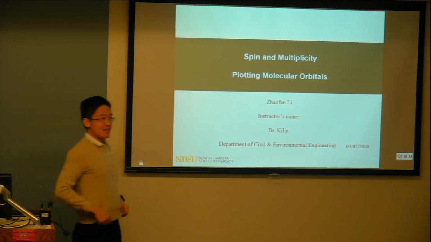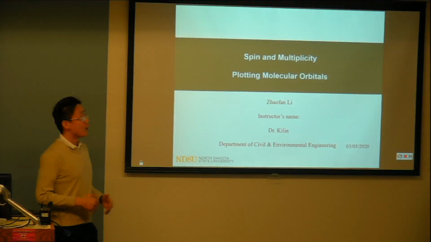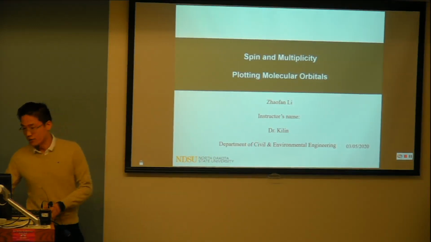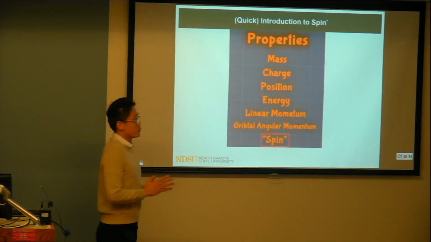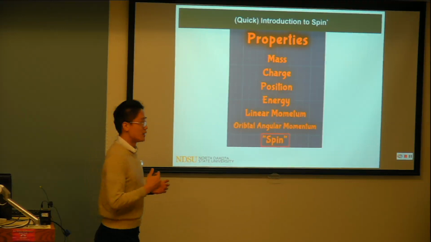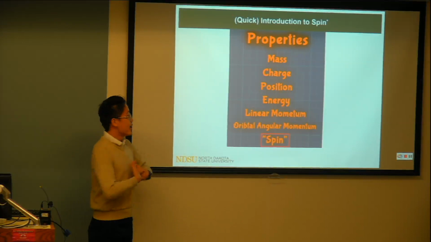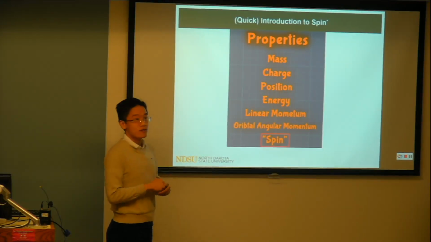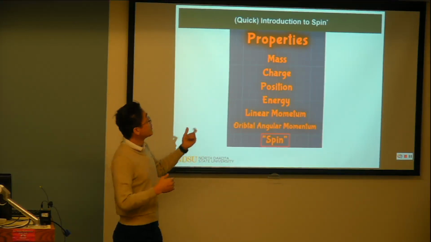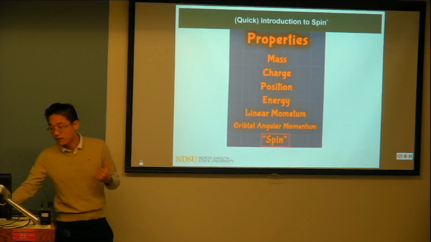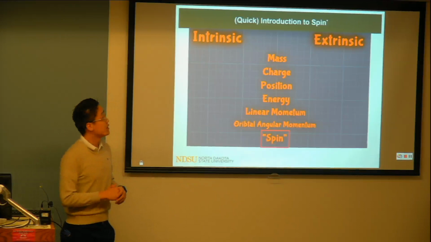All right, let's get started. Today I will briefly introduce spin and multiplicity and how to plot the molecular orbitals. First, a quick introduction to spin. As we know, particles have properties like mass, charge, position, energy, and spin. Angular momentum, or just spin for short, is one of those properties. We can also sort these properties into two categories: one is intrinsic, another is extrinsic.